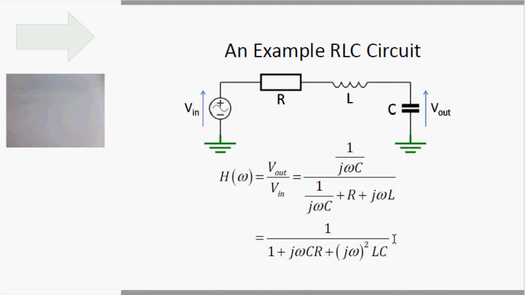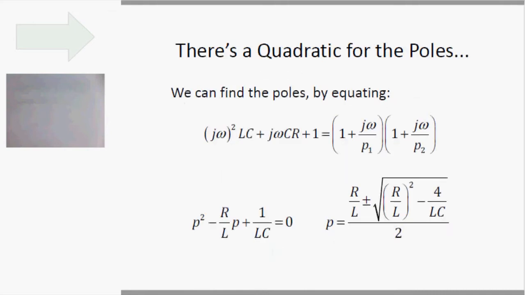Here we have a single 1 in the numerator, which means there are no zeros in this response at all, but I have in the denominator a quadratic. The biggest power of j omega is 2, and that means that I've got 2 poles. The question is, what frequency are those poles at? And what do they do? Well, if you have 2 poles like this, we have a quadratic expression in the denominator. To find the poles, we can proceed as follows.